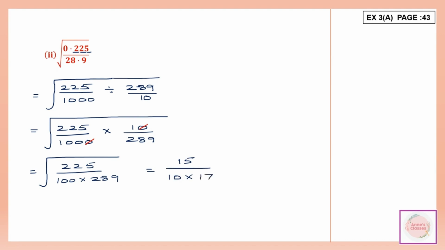Okay, can you see how much time has been saved when we know our square roots from 1 to 20? You don't have to waste your time finding all the prime factors and pairing them up. So we have 15 by 10 into 17. Since this is multiplication and division, we can cancel. I can cancel 10 and 15. 5 twos are 10, 5 threes are 15. So now in the numerator we have 3, and in the denominator 2 into 17, which is 34.